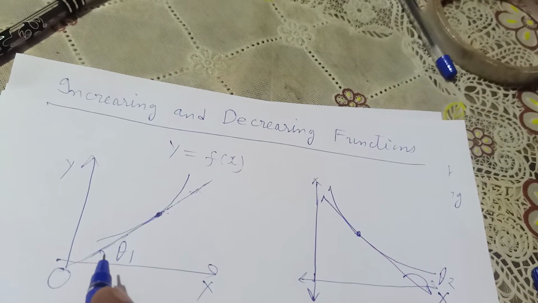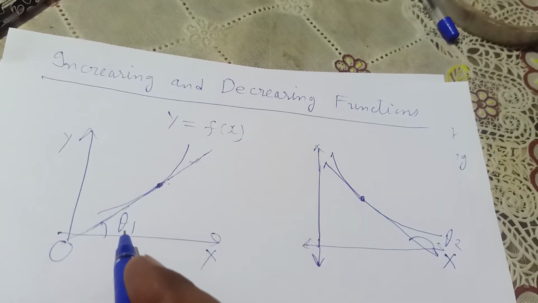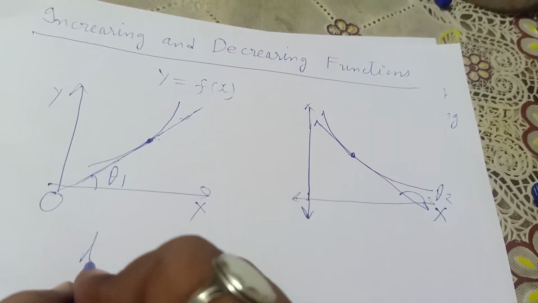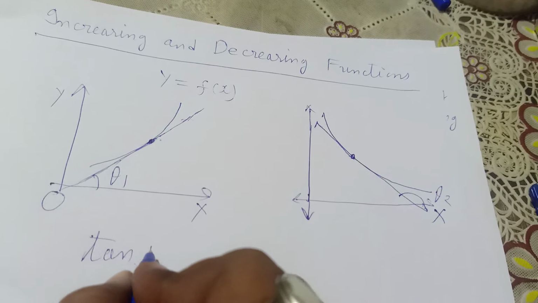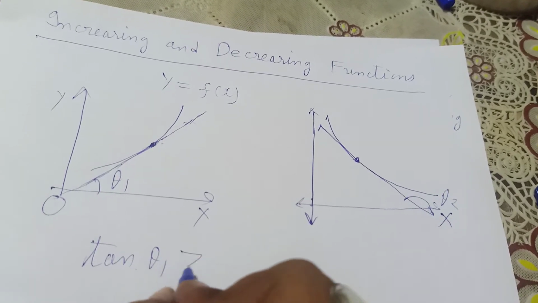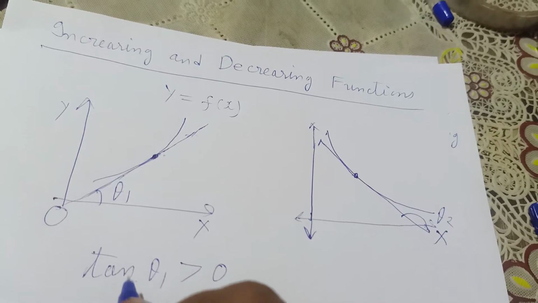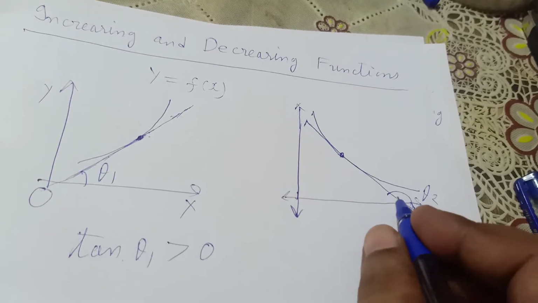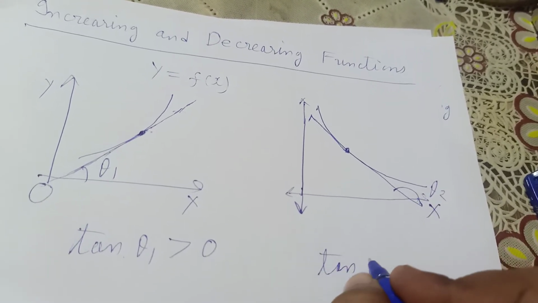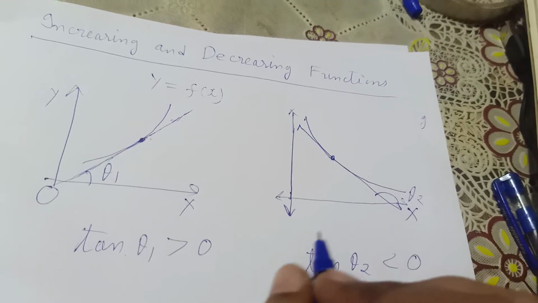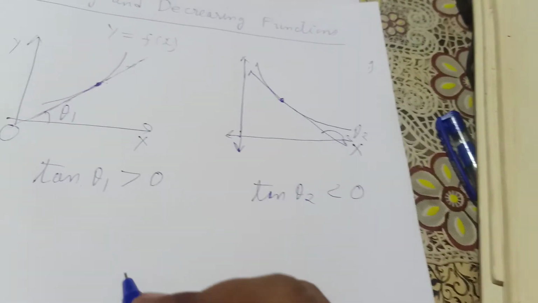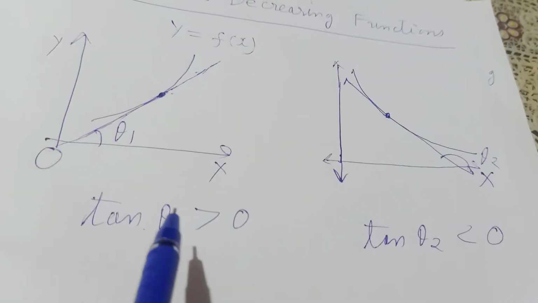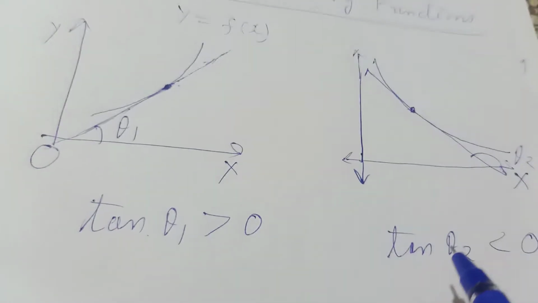In the case of a strictly increasing function, theta 1 will be acute, so tan theta 1 is positive. Why? Because theta 1 is acute, therefore tan theta 1 is positive. And here theta 2 is obtuse, therefore tan theta 2 will be negative. It is clear from the graph we studied in class 11th. So tan theta 1 is greater than 0, and tan theta 2 is less than 0.